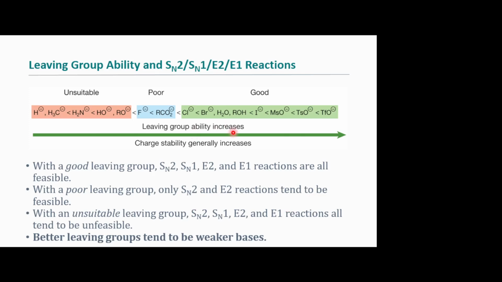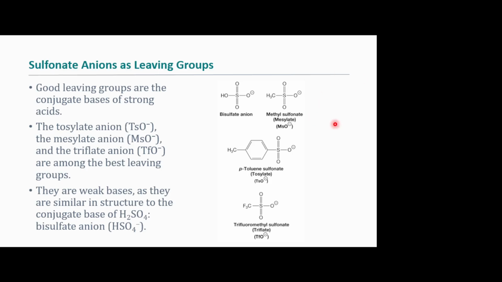And so you may have noticed, again, the conjugate bases of strong acids tended to be your best leaving groups, right? Even this looks like the conjugate base of sulfuric acid, doesn't it? And so notice again, that's still very similar to a conjugate base of a strong acid. So, sulfonate anions as leaving groups. These make some of the best leaving groups that are available. They are very good leaving groups. They're going to be the conjugate bases of strong acids. So if you were to protonate these, they would be strong acids.